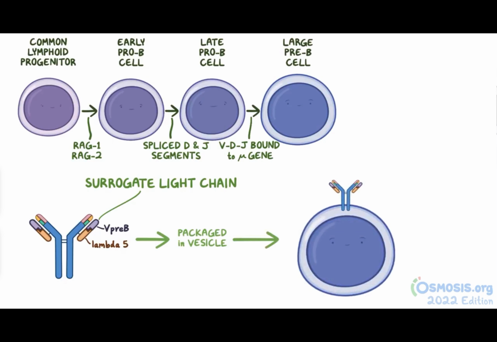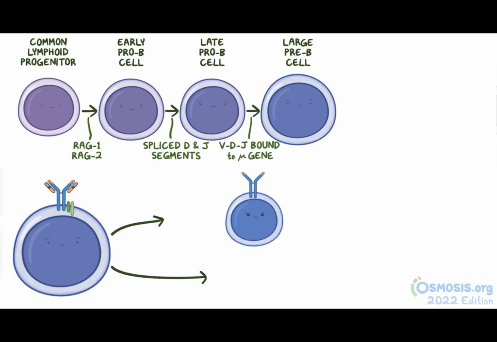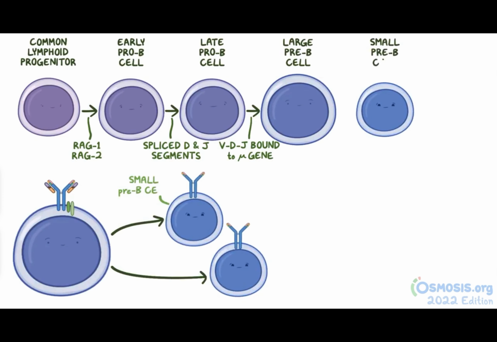At the cell surface, the surrogate light chain and heavy chain are placed near two additional chains, immunoglobulin alpha and immunoglobulin beta, which are called side chains. If the surrogate light chain and heavy chain successfully make a functional heavy chain on the surface of the large pre-B cell, these side chains send down a signal to the nucleus. The cell starts to rapidly proliferate, and each daughter cell is called a small pre-B cell.